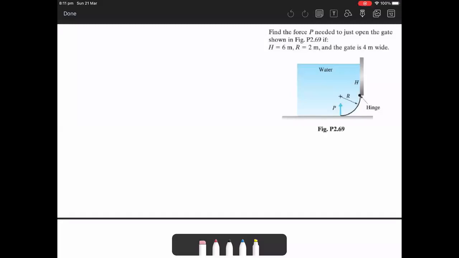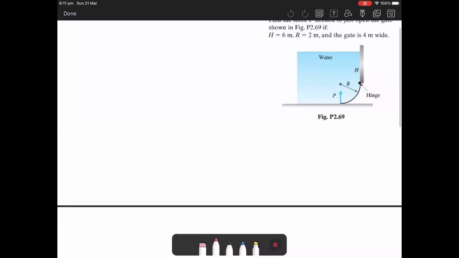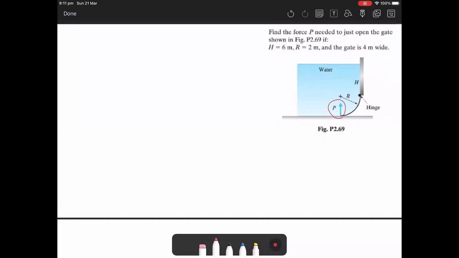Okay, in this example, we want to find out the force P as shown here in the figure, knowing that H is about 6 meters, R is about 2 meters, and the gate is 4 meters wide. As mentioned in this question, the force P should be enough to open the gate. It's hinged at the top, and we want to apply force P to open the gate.